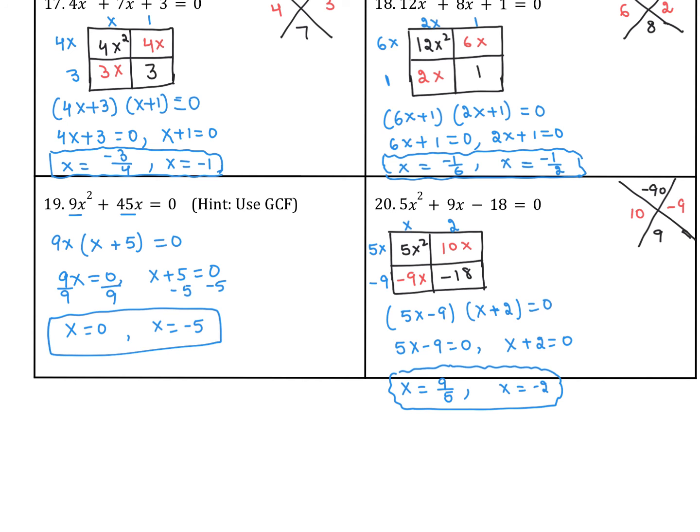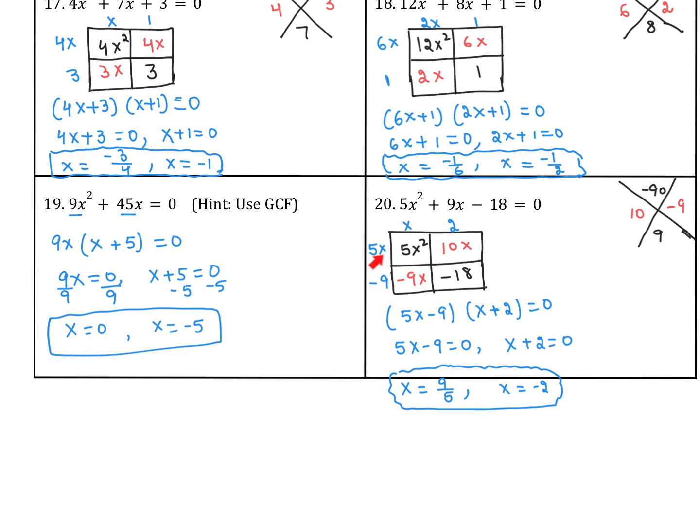For number 20, you're going to make a cross. On the top of the cross is 18 times 5, which is negative 90. Bottom is 9. The two numbers are negative 9 and 10. This number goes in the diagonal, first number, and the last number goes here. The two numbers found, 10x and 9x, go here.